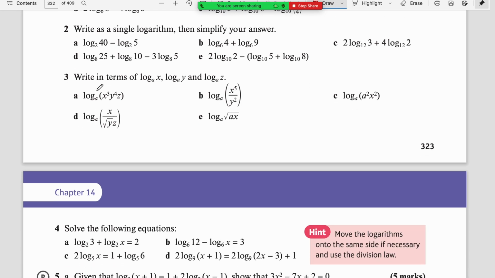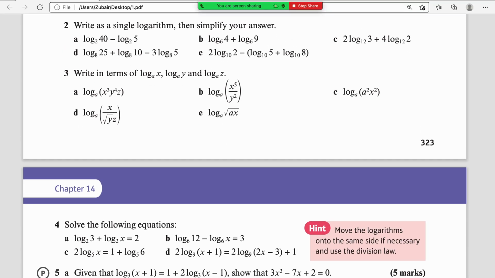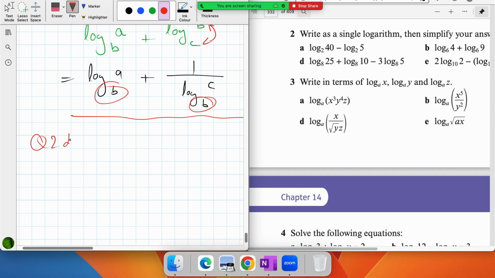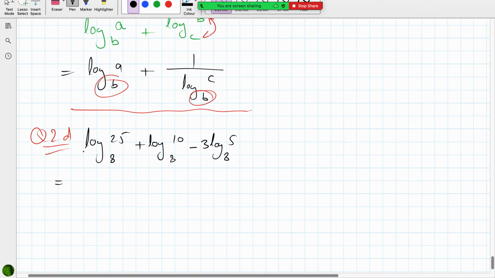Write as single logarithm. Again the same, but let me do question 2 part D. It says log of 25 to base 8 plus log of 10 to base 8 minus 3 log of 5 to base 8. So writing them as a single log: log of 25 to base 8 plus log of 10 to base 8, and taking this 3 inside, 5 cubed is 125, so minus log of 125 to base 8.